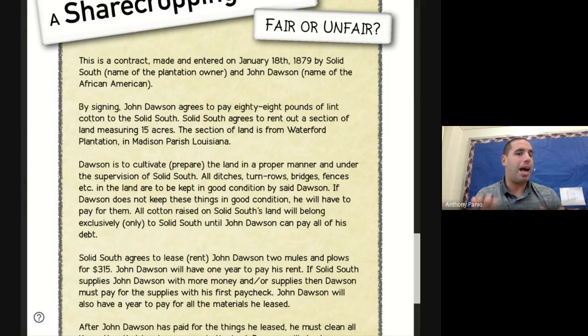So 88 pounds of lint cotton is a lot of cotton. All right? I'm not saying that's fair or unfair, but this is a lot of cotton that John Dawson is responsible for growing. So he needs to pay 88 pounds of lint cotton. Once he pays 88 pounds of lint cotton to the plantation owner, the rest he can keep for himself. So if he grows 140 pounds of lint cotton, 88 goes to the plantation owner, and 68 goes to John Dawson. All right, he gets to keep that. Then with that lint cotton, John Dawson could sell it to whoever.